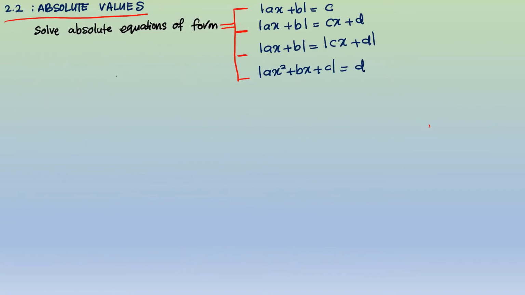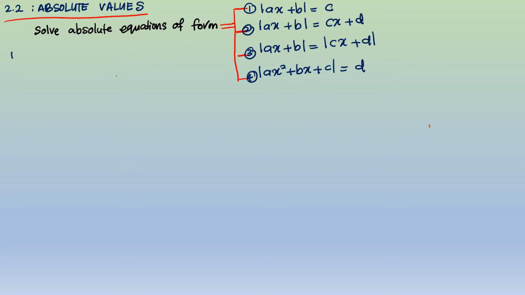So we continue with our 2.2 absolute values, of how we're going to solve absolute equations of the form. We will have 4 forms. You can see here: modulus equal to a constant without modulus; modulus linear equal to linear without modulus; modulus linear on the left equal to modulus linear on the right; and modulus quadratic equal to a constant number without modulus, right? So let's label them as form number 1, form number 2, form number 3, and form number 4.